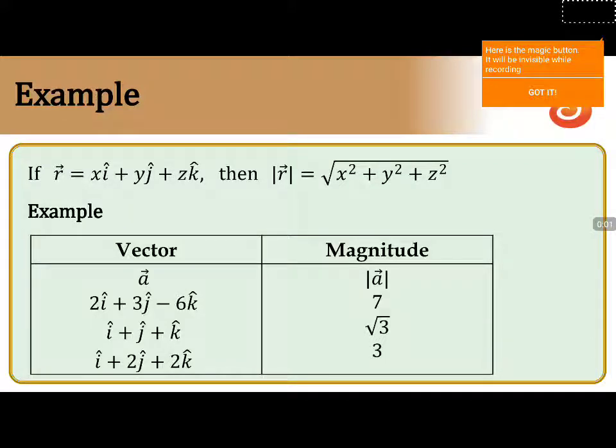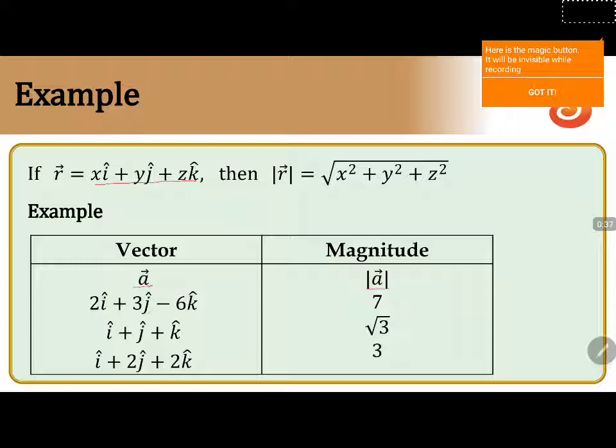Here we are going to take one vector called r. Vector r is equal to x i cap plus y j cap plus z k cap. Here x, y, z are called scalars. Now the magnitude of r is calculated by taking the root over the square of x plus square of y plus square of z. Now for this one we will take one vector called a vector, and the magnitude of a vector can be written as magnitude of a, which you can see on the screen.